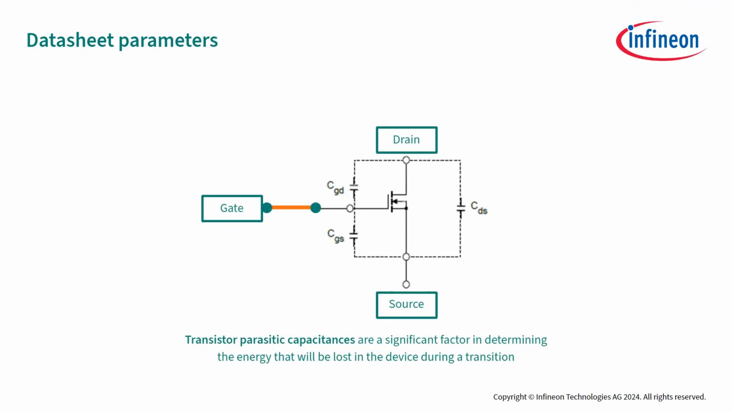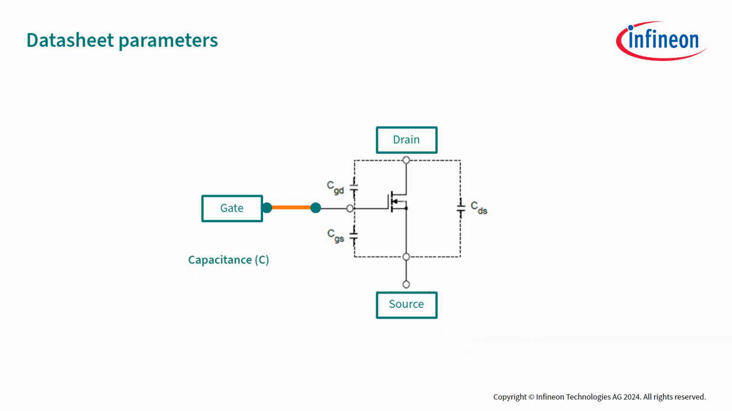Transistor parasitic capacitances are a significant factor in determining the energy that will be lost in the device during a transition from on to off state or from off to on state. The capacitance, or C, determines the amount of charge, or Q, that needs to be supplied to or removed from various terminals of the device to change the voltage across these terminals. The faster this charge is supplied and removed, the faster the device will change voltage and will turn on or off. As you can see, the MOSFET has many associated parasitic capacitances.